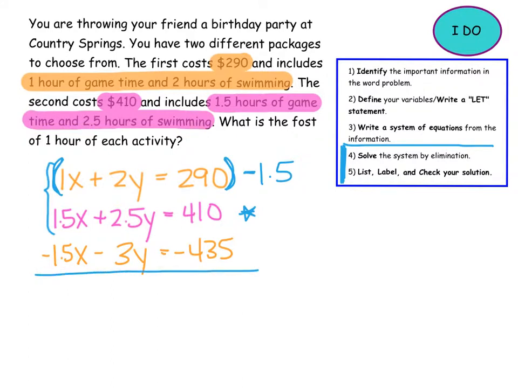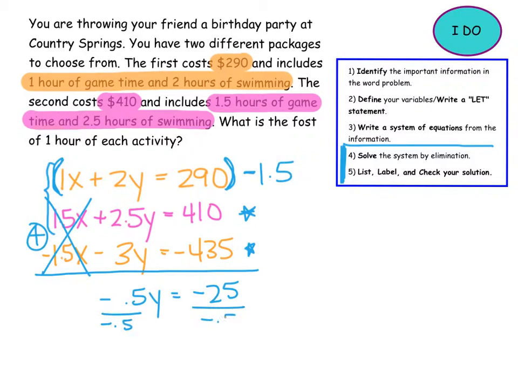Then we add our equations together. So I have my pink one and my new orange equation. And when I add them together, my x's cancel, which is what I was hoping for. And I get negative 0.5y equals negative 25. And then I want to go ahead and solve for y. So I'm going to divide both sides by negative 0.5. And in doing so, I get y equals 50.